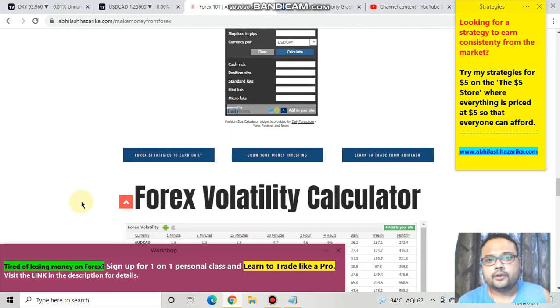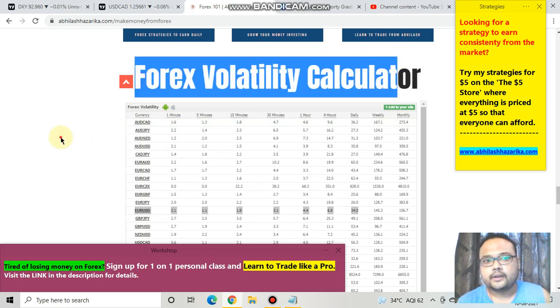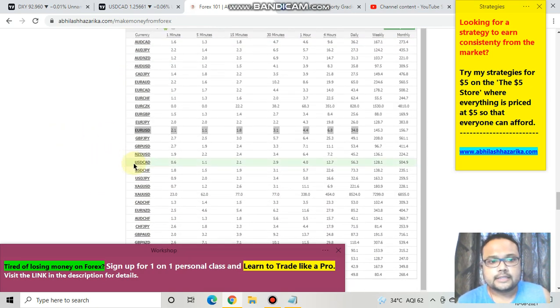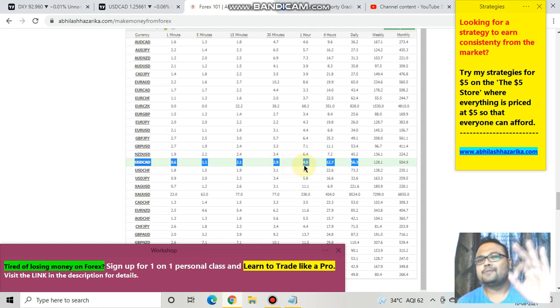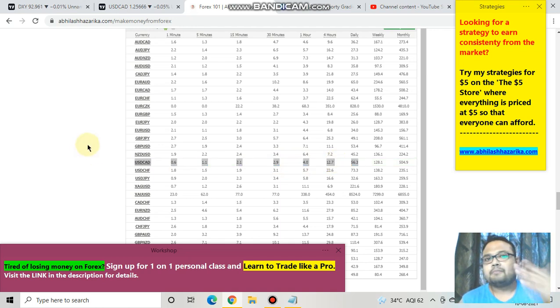And if we go to the Forex volatility calculator, you can see that there is not much volatility on the chart. Just see, in the 15 minutes chart there is a movement of only 2 pips. In the 30 minutes chart there is a movement of 2.9 pips. In the 1 hour chart there is a movement of only 4 pips. In the 4 hours chart there is only a volatility or movement of 12.7 pips. So you can easily see that the market is extremely dull here. There is not much movement in the market right now.